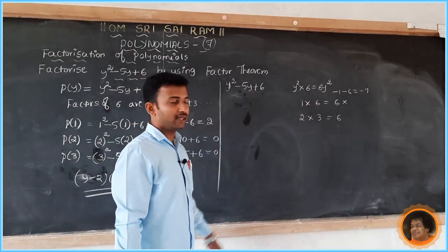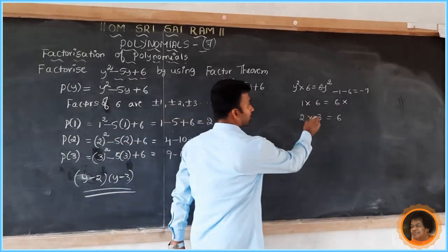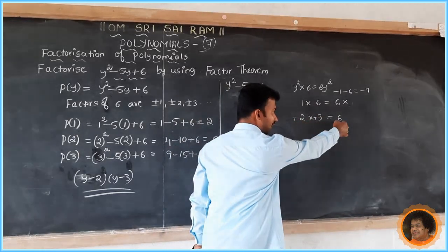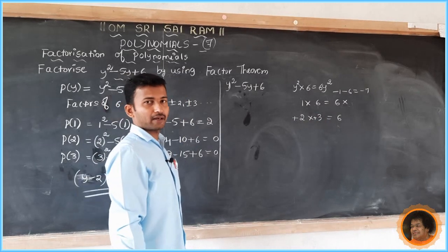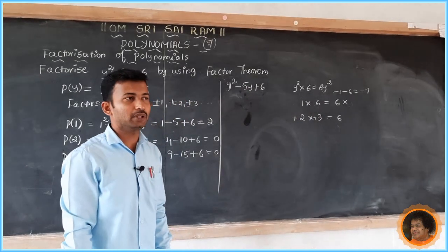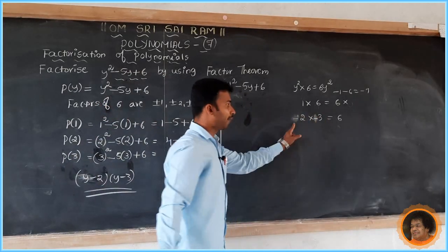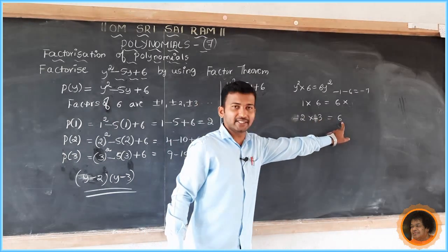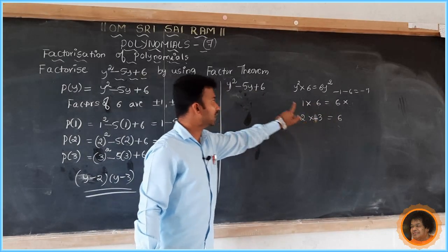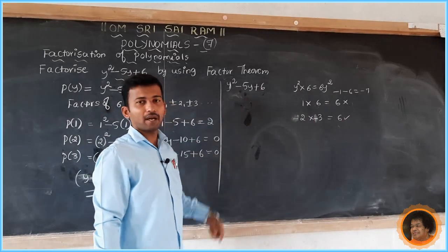What about the second set? 2 into 3 is equal to 6. Product of plus 2 and plus 3 gives 6. What about the sum? Plus 2 plus 3 is equal to plus 5. But we need 5 with the negative, that is minus 5. Put minus here. Minus 2 into minus 3, the product is 6, minus into minus is plus. What about the sum? Minus 2 minus 3 is equal to minus 5. So, this is the best pair which gives the product 6y square and sum minus 5y.